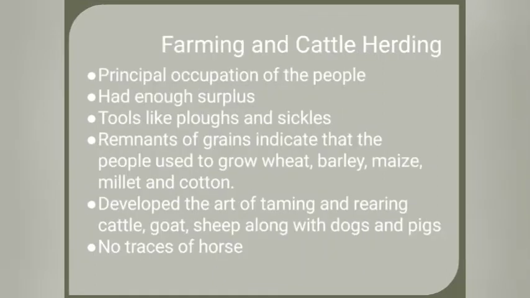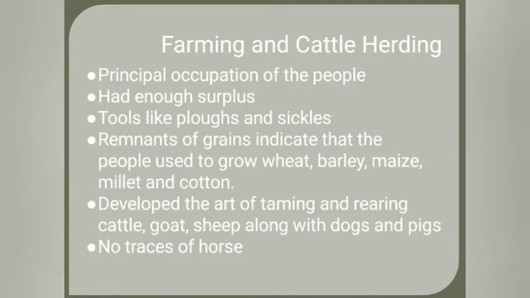Next topic is farming and cattle herding. The principal occupation of the people had enough surplus, tools like plows and sickles. Remnants of grains indicate that the people used to grow wheat, barley, maize, millet, and cotton. They developed the art of taming and rearing cattle, goat, sheep, along with dogs and pigs. No traces of horse. Yes, we'll see in detail.